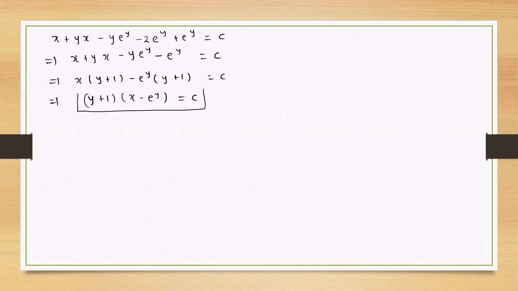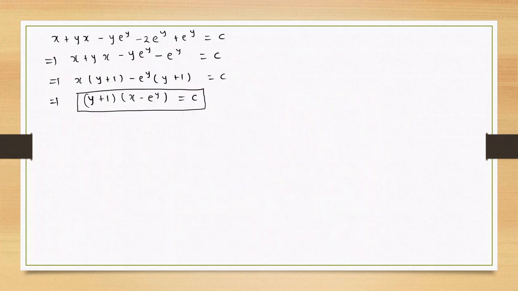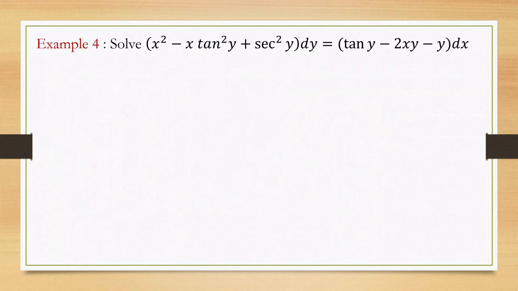So this is the solution of the given differential equation: dy by dx is equal to y plus 1 upon y plus 2 e raised to y minus x. Right? Okay. Now this is example number 3. Let us see example number 4. What is example number 4? Solve x square minus x tan inverse tan square y plus x square y dy is equal to tan y minus 2xy minus y dx.